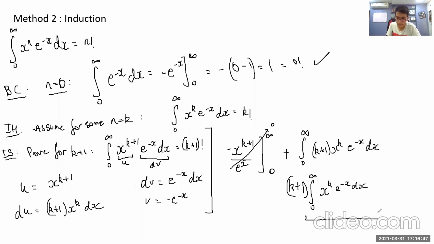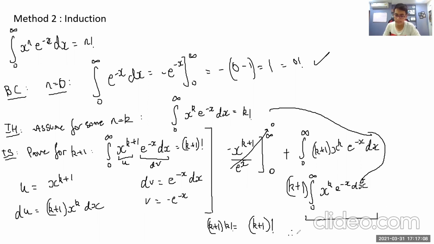Now look at this. Look at the part inside, that is very familiar, because in our hypothesis, we showed that this thing was k factorial. So therefore the whole thing should be equal to k plus 1 times k factorial. And by the definition of the factorial function, this is just k plus 1 factorial, and therefore we write that since it was true for k, then it was true for k plus 1, we can write that this is true for all natural numbers, and here we are done.